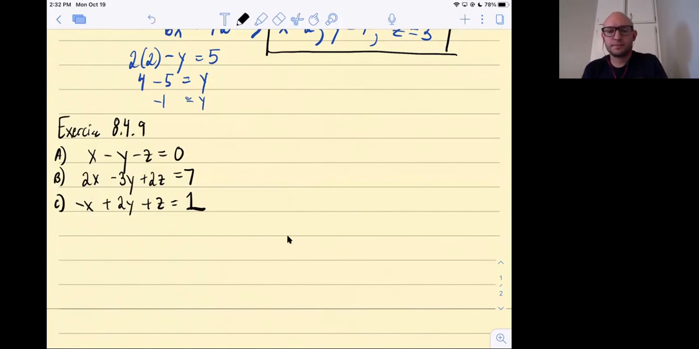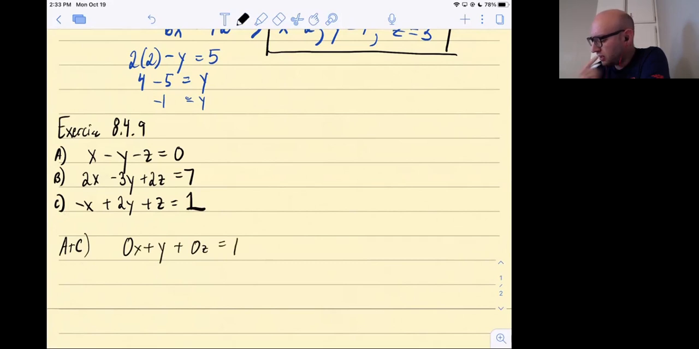Okay, all right. So let's go through it together. I saw a few of you made a really nice observation. They don't always work this way, but we can take this little shortcut. If you pick equations A and C, what you notice is you can do A plus C, and that would get you to 0x plus y plus 0z, equal to 1. So we know y equals 1.